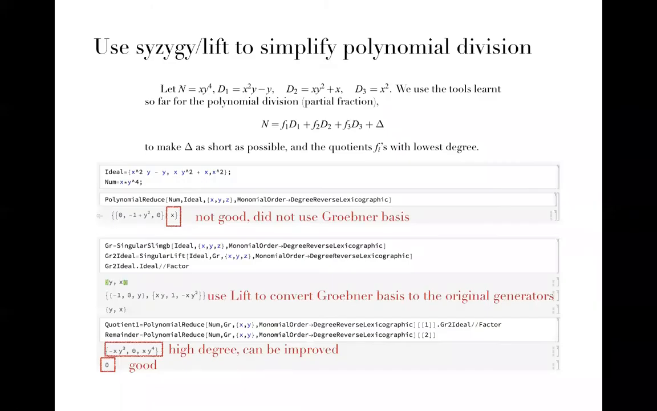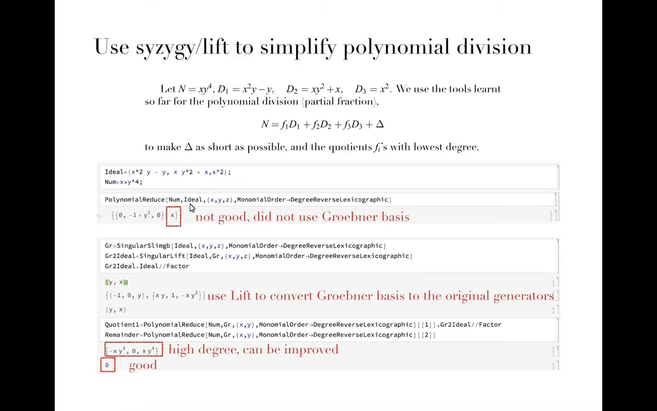So here I give you a less trivial example. You can do this kind of lift for polynomial division, both syzygy and the lift, these two tools together. So again, we try to do this kind of polynomial division. I have this kind of D1 to D3. So they are all this kind of bivariate polynomials. I have this N here, X, Y to the fourth. So if you consider this kind of problem, you want to make this kind of remainder as short as possible or as lower degree as possible. And also you want to simplify this kind of Fi.